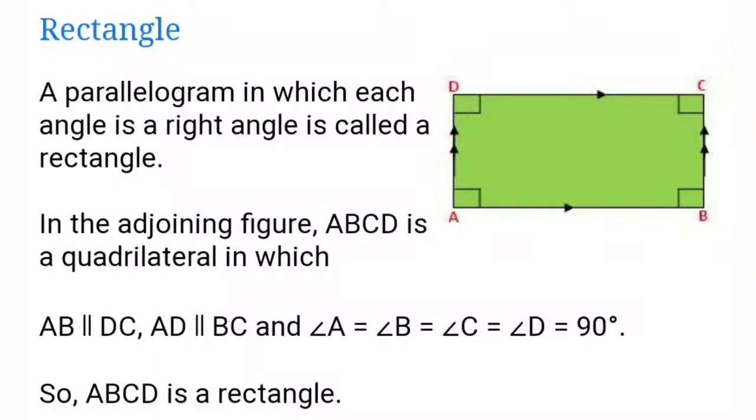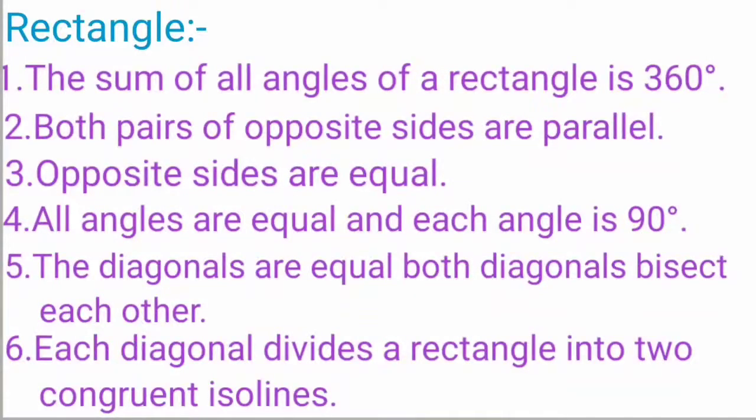Rectangle. A parallelogram in which each angle is a right angle is called a rectangle. So we can observe in the figure both pairs of opposite sides are parallel and all angles are equal. Each angle is 90 degrees. AB is parallel to DC, AD is parallel to BC, and angle A, angle B, angle C, angle D equal 90 degrees. The properties of the rectangle are: the sum of all angles of a rectangle is 360 degrees.